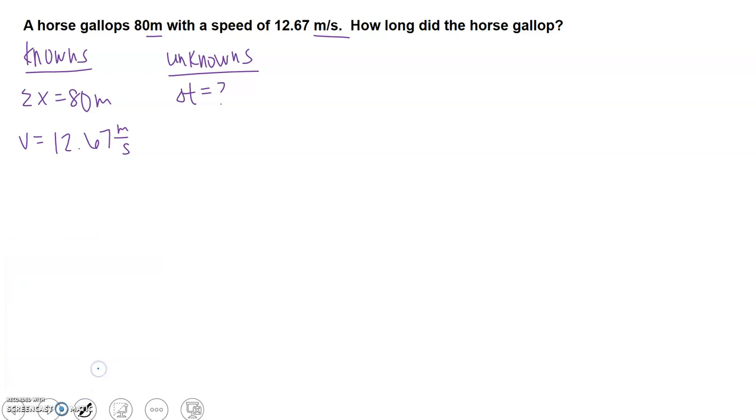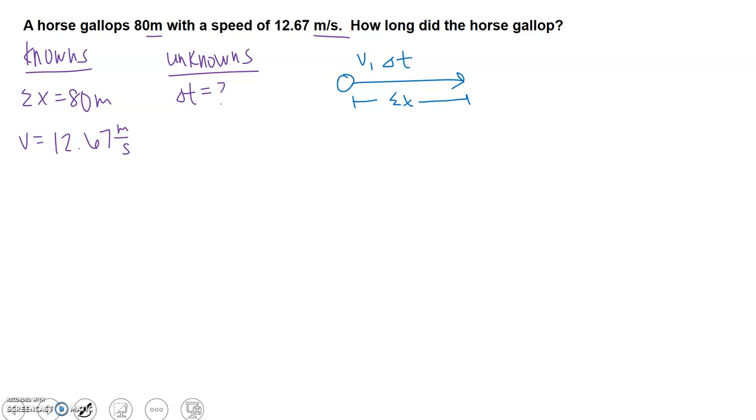Next, I draw my picture, and this should be a very simple picture. So here's my horse. He gallops for some distance. He has a speed over a certain period of time. Notice how every single variable from my diagram is listed in my knowns and unknowns. You don't need numbers on your picture.